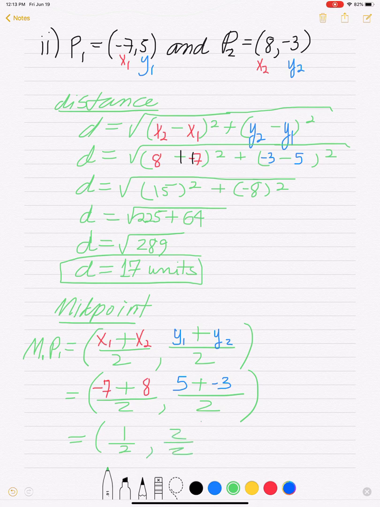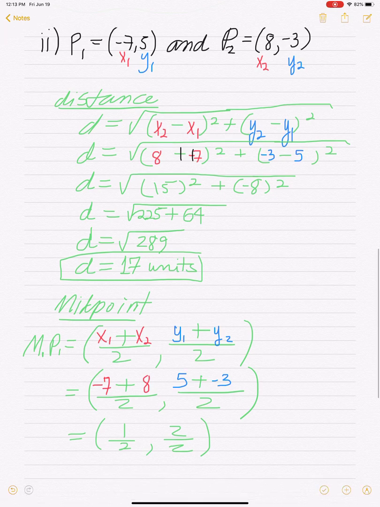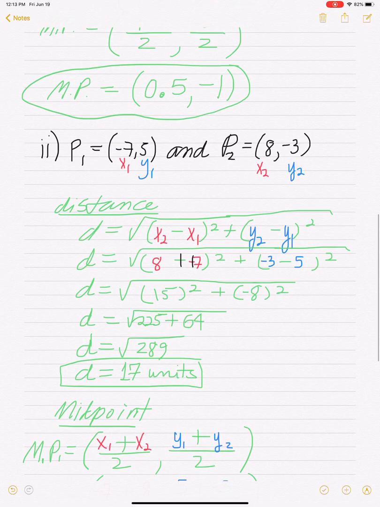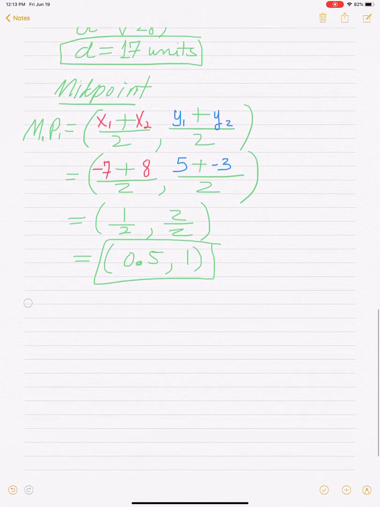So this is reducing to, I'm going to call this 0.5. 1/2 is 0.5. You don't have to reduce it to a decimal. I like a decimal when I'm dealing with midpoint. So if it's a fraction, I like to turn it to a decimal. And then 2 over 2 is 1. So 0.5, comma 1. Hey, that's pretty similar to the previous one. The previous one was what? 0.5, comma -1. All right.